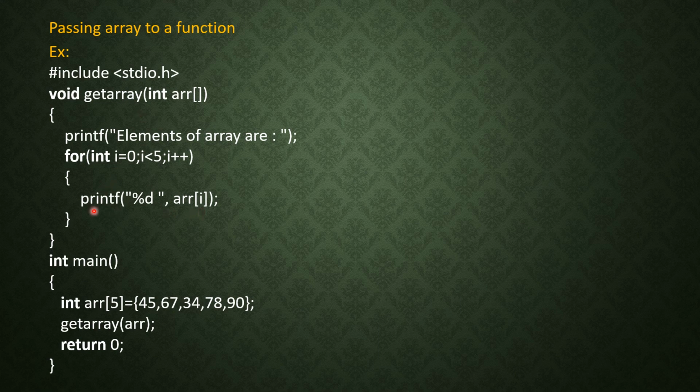Once you finish this, the control will come back to the main function. After the call of the function, you don't have any other statements to be executed, so you will end up with the main function. We'll see the output. The output will be the elements of the array, whatever elements you have given, displayed. So passing the array to a function means just the name of the array you are going to pass to the function as an argument.